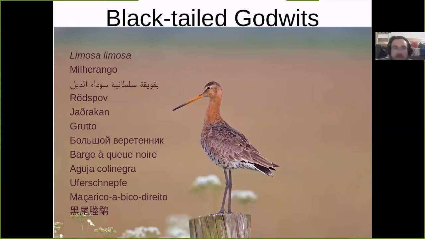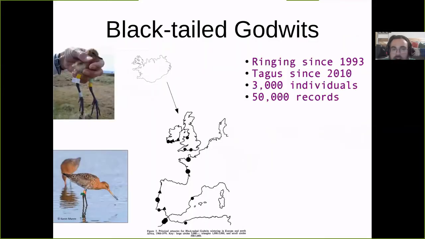Okay, something a bit prettier. The Black-tailed Godwit, this is the focal species of my PhD. Looks like this when it's breeding. It's a bit plainer during the winter. And this is a bird that migrates. So the population that I work with breeds in Iceland in the summer. And then during the winter, it migrates and spends the winter anywhere on the western coast of Europe, pretty much.